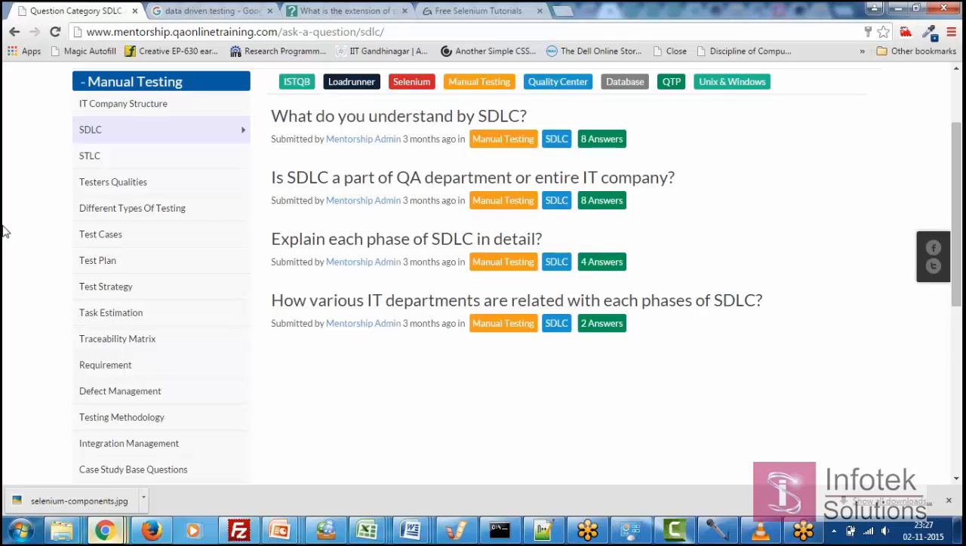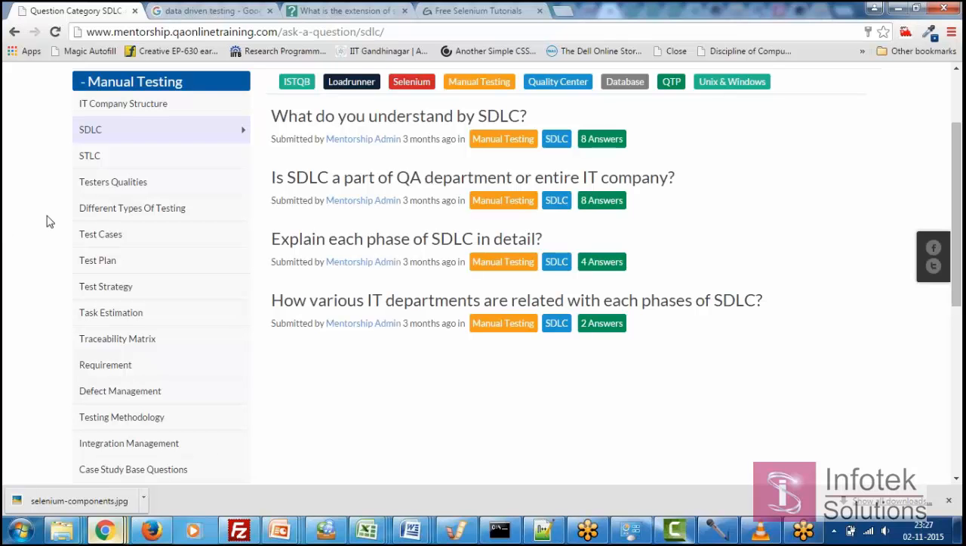And the last one is deployment and maintenance. Some people from the business analyst team as well, and some other people who are able to deploy the product or install the software, some operations people as well. So this is a combined team who actually deploy the software product at the client end so that customers can use it. This is how the various IT departments are related with each phase of SDLC.